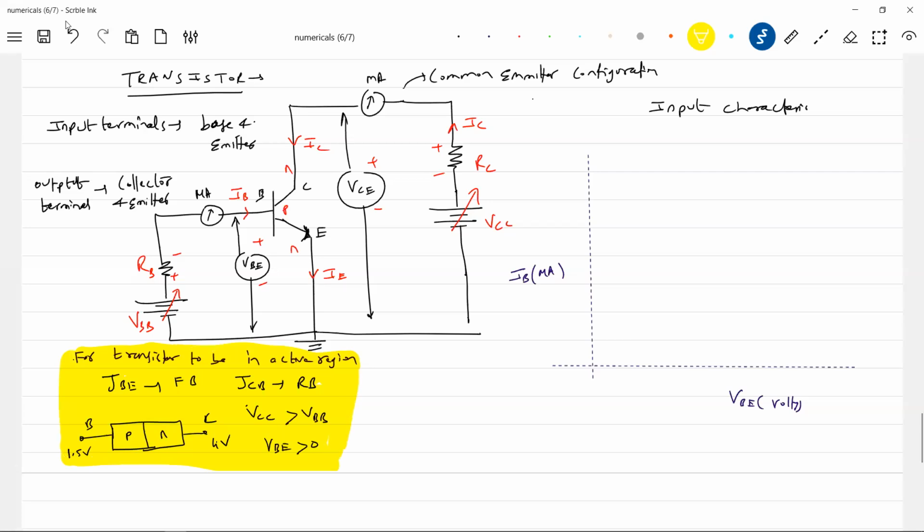Okay, fine. Till here, no problem. Okay, let's come to the input characteristics. I'll adjust the value of VCC such that VCE equals 5 volt. Then I'll plot the curve. First, I'll get a curve like this.